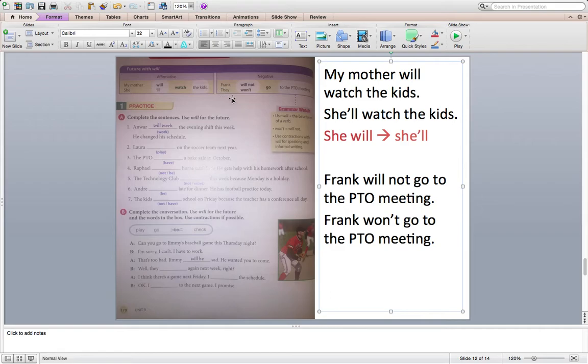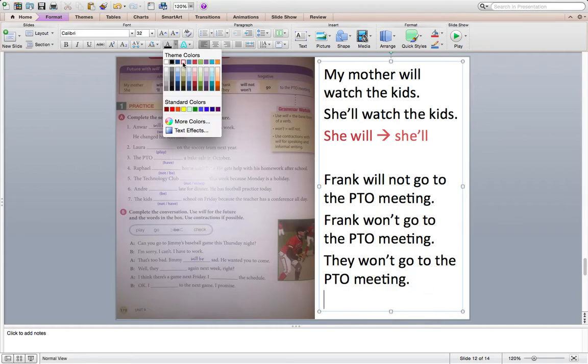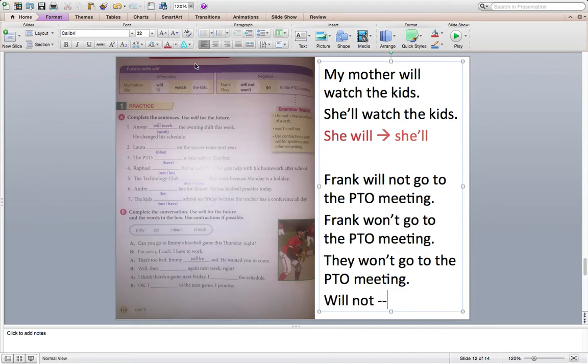And at the bottom you have another example. They won't go to the PTO meeting. So here you see how the word won't is created by combining will not. So when you put will not together, you get the contraction won't. Will not becomes won't. So that's how you can practice that. My mother will watch the kids. She'll watch the kids. Frank will not go to the PTO meeting. They won't go to the meeting. Will not together becomes won't.